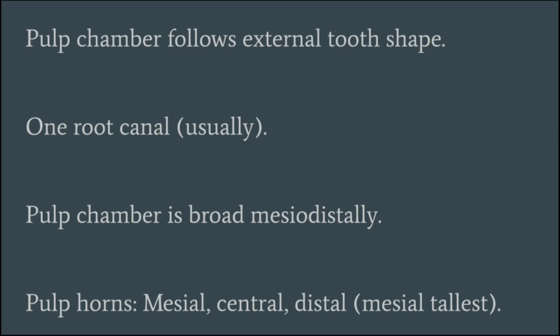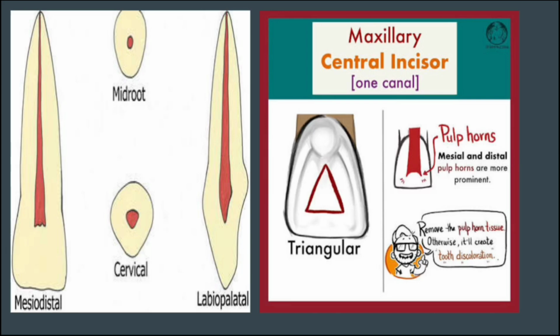The pulp chamber is broad mesiodistally. The pulp is towards the mesial side, and it will be central distally. This is how it will look. When doing the crown access opening of the tooth, you have to know how this triangular area looks. Here you can see at the cervical how the pulp looks.